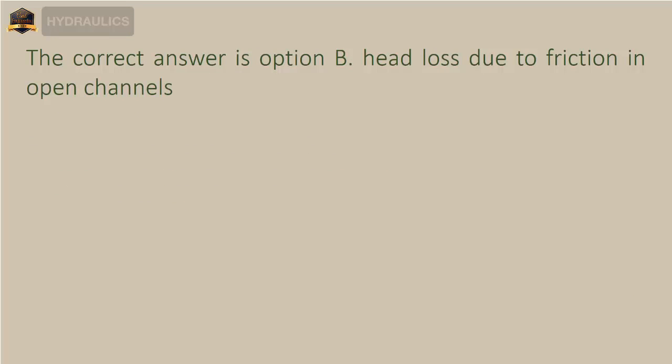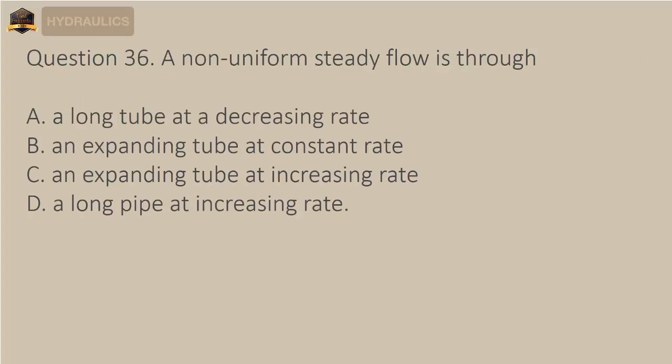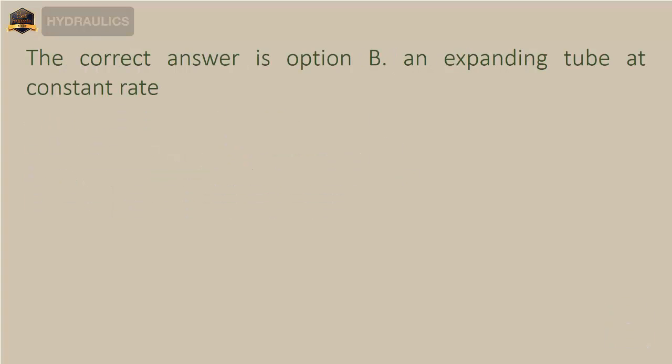Question 36. A non-uniform steady flow is through A. A long tube at a decreasing rate. B. An expanding tube at constant rate. C. An expanding tube at increasing rate. D. A long pipe at increasing rate. The correct answer is option B, an expanding tube at constant rate.